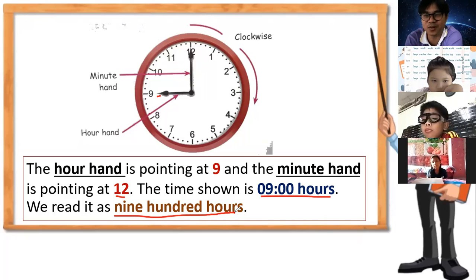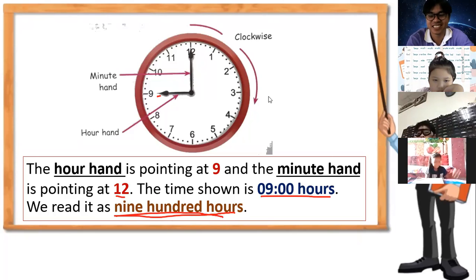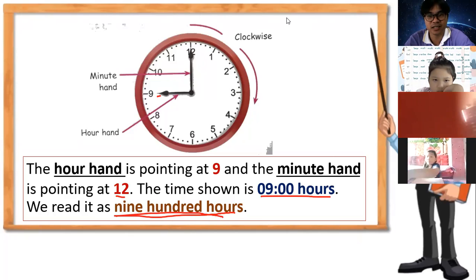The 12-hour clock and 24-hour clock. So we'll use the 24-hour system. That's why we read this 900 hours. 9 o'clock. Next, let's continue. Listen carefully.